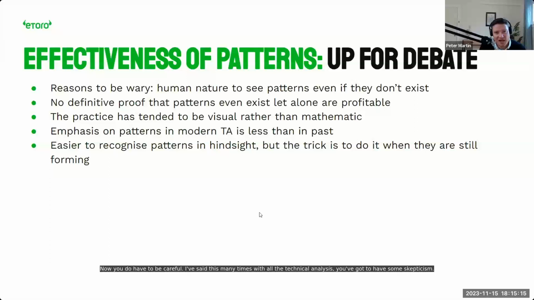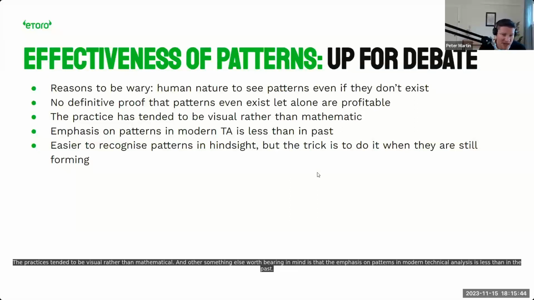Now, you do have to be careful. I've said this many times with all the technical analysis: you've got to have some skepticism and some wariness. As traders, we always want to be skeptical, and I think it's especially true with the patterns. It is human nature to see patterns, even if they're not really there. It's just the way our brains are wired. And there is no definitive proof that patterns are actually profitable for trading, because they don't test particularly well. The practices tended to be visual rather than mathematical.